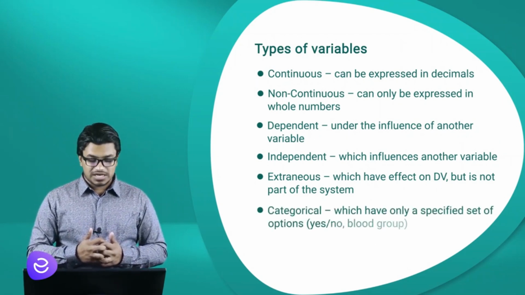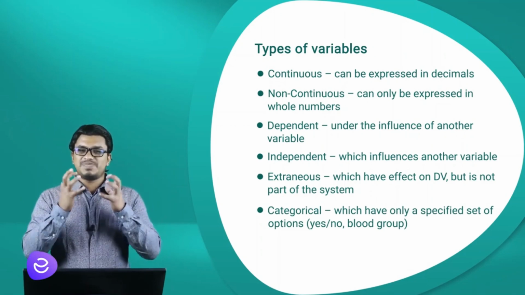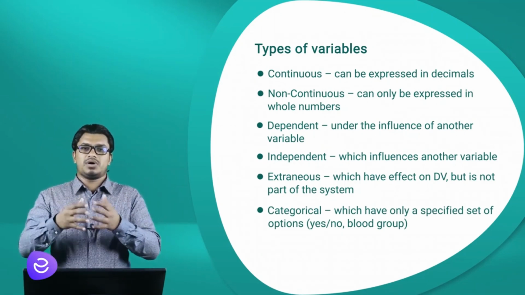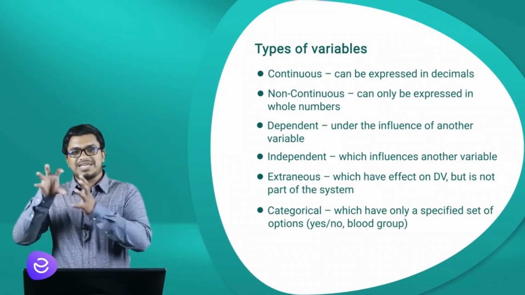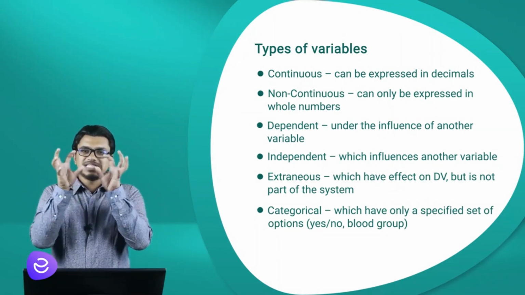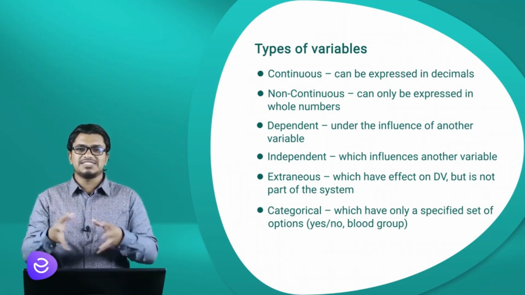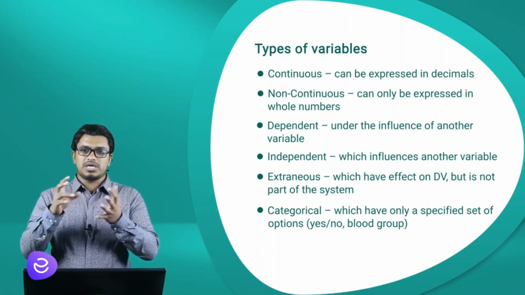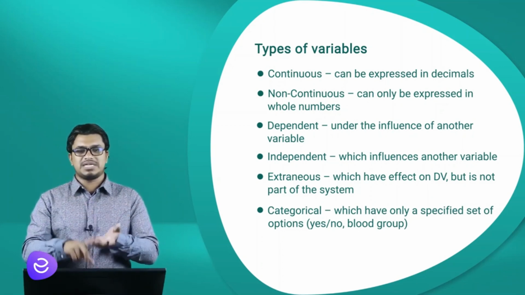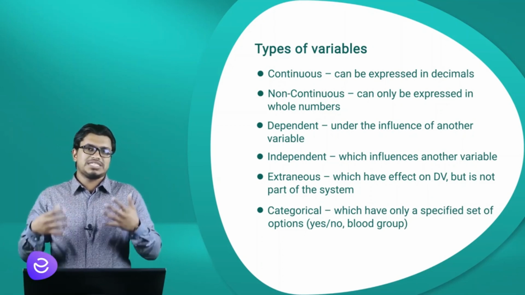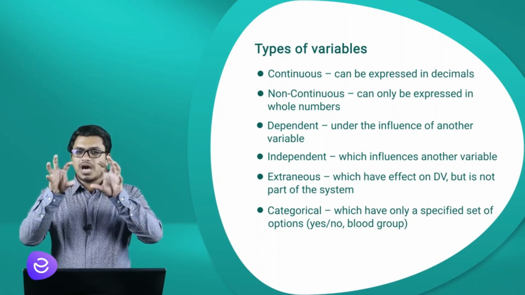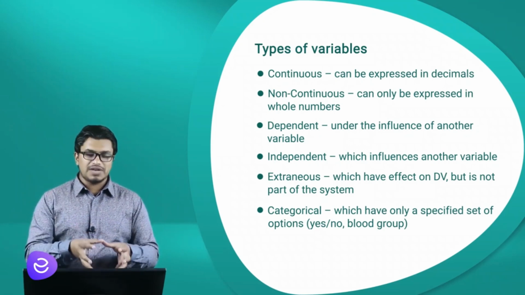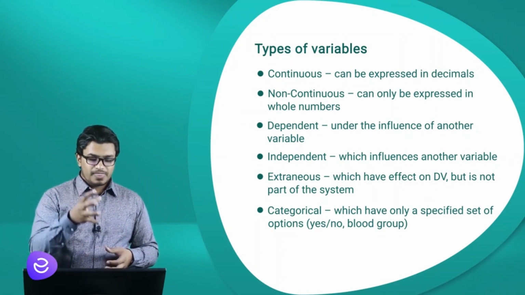Then we have categorical variables, which have only a specified set of options. For example, a yes or no question. So we either have yes or we have no. There is a specified set of options that we can select from. For example, someone asks your blood group. So A plus, B plus, A minus, B minus, O negative, O positive. So there are only a very specific set of options that you can choose from. So that we call categorical variables.